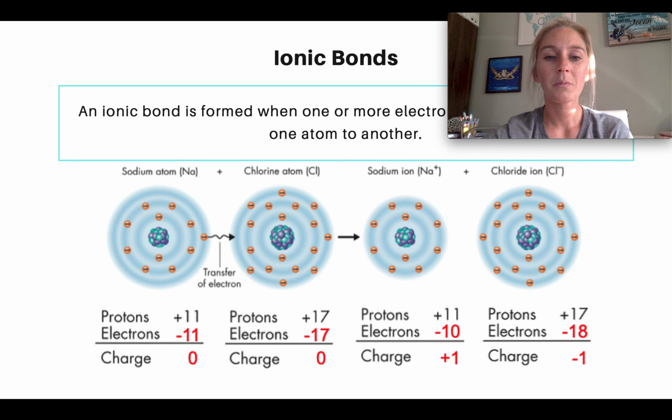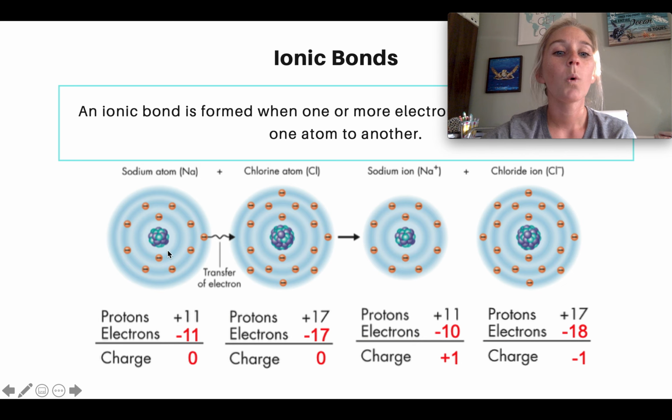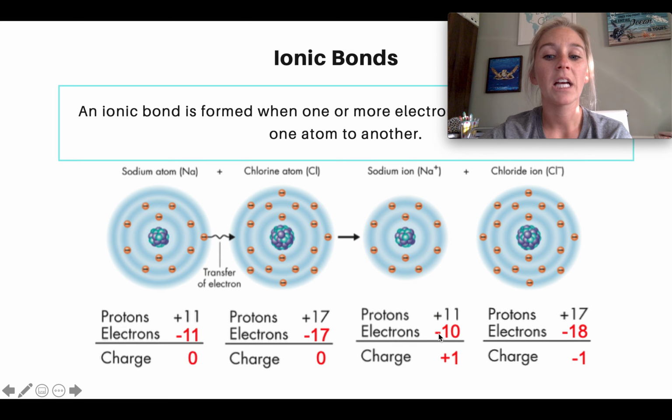So an ionic bond is when one or more electrons are transferred from one atom to another, and we're going to look at this right here. So sodium has 11 electrons. If you compare the protons and the electrons, that gives you a charge of 0. Chlorine has 17, again, charge of 0. But sodium easily loses one of these, and it can transfer it to this chlorine. So now the sodium only has 10 electrons because it gave this one up.